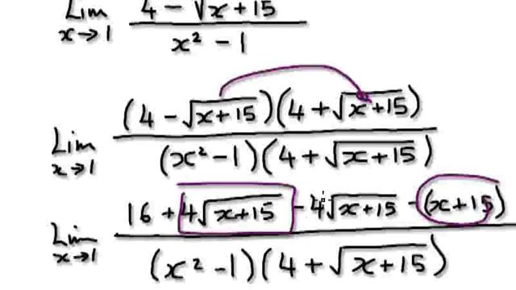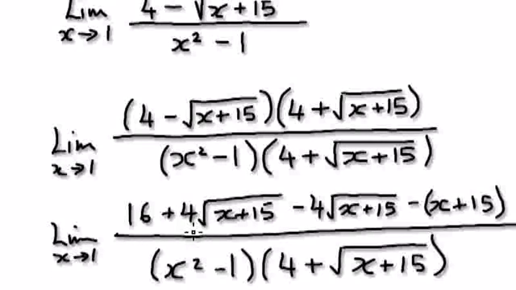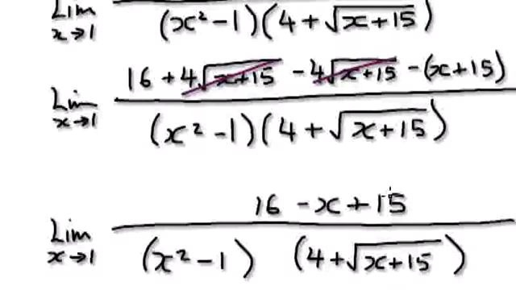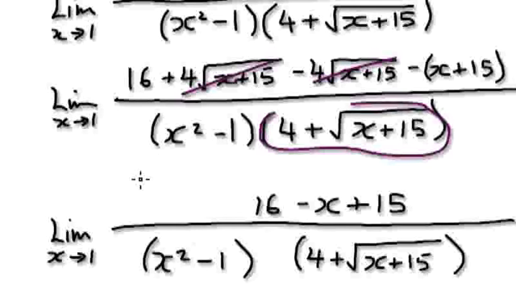And these two neatly kill off each other. That was the whole point of timesing by the conjugate. So these two will kill off each other, giving you this. But the bottom part, just leave it as it is. So leave this as it is and concentrate on breaking this up here.